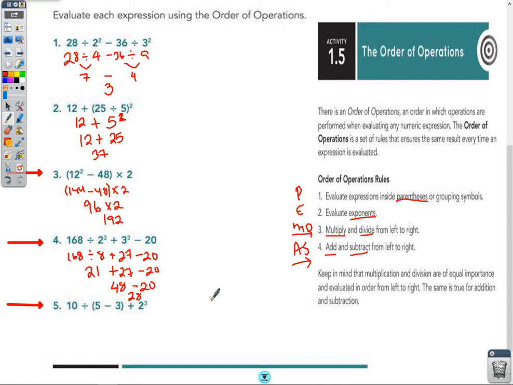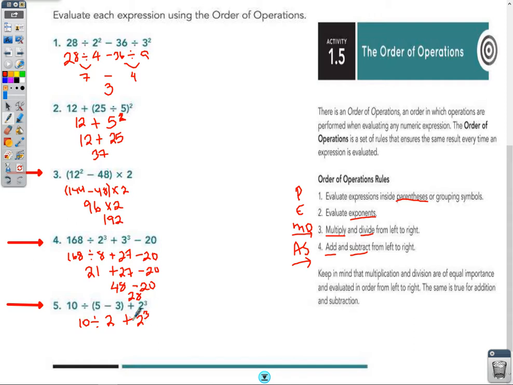Go ahead and try number 5 now. So for number 5, again, I have parentheses. So I do that first. Inside the parentheses is subtraction, so 5 minus 3 becomes 2. Since there's nothing else in the parentheses, I don't need it anymore. I'm just going to bring everything else down. 10 divided by 2 plus 2 to the third.